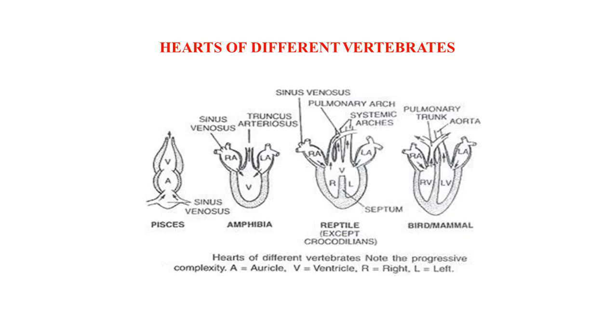Then we can see the diagram of the mammal's heart, in which the four chambers get completely divided. The right auricle, left auricle, right ventricle and left ventricle get completely divided.